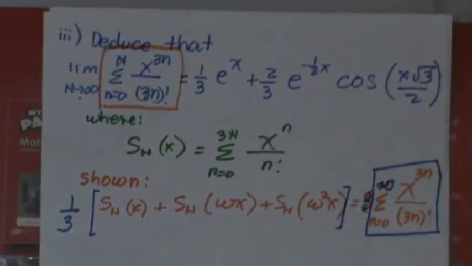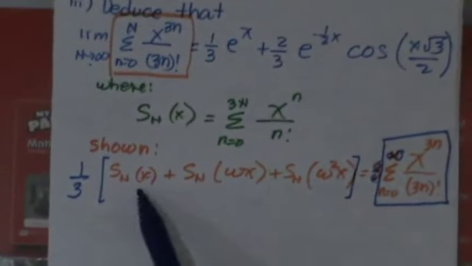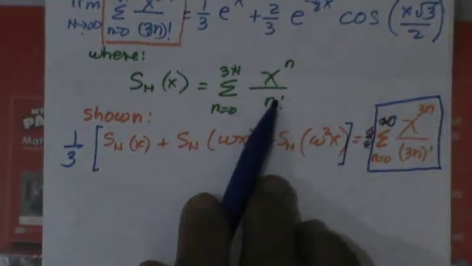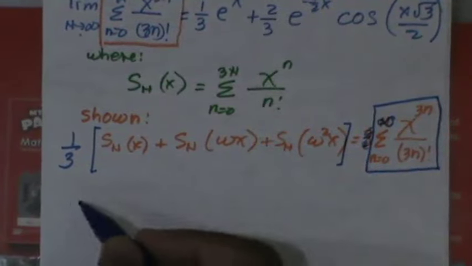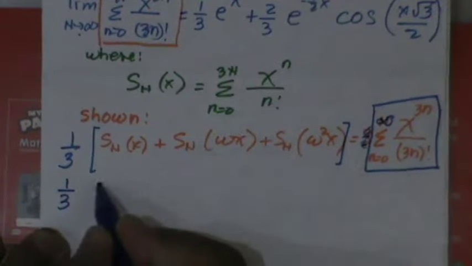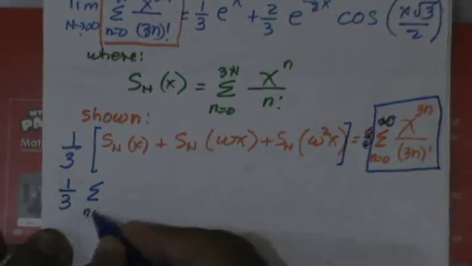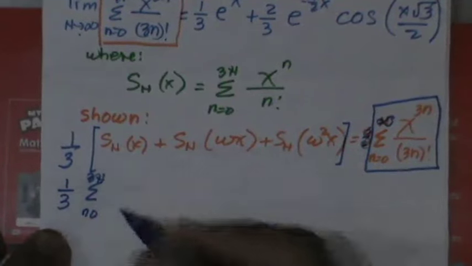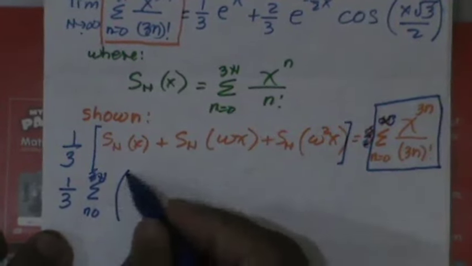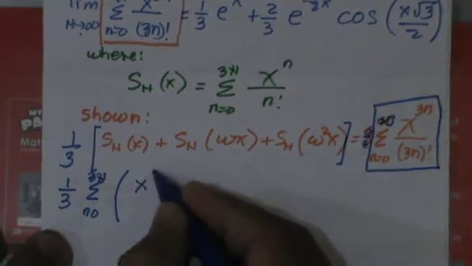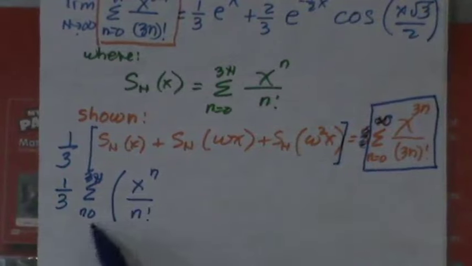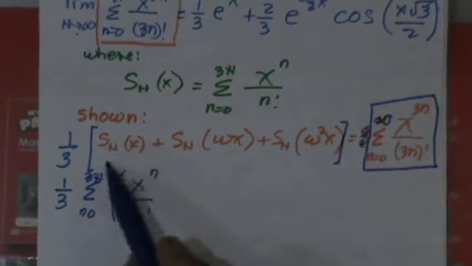Okay? Now, however, we know the definition of this. And what's the definition of that one? This one here. Okay? So we know that this is equal to 1/3 of the s of n of x. Let me just copy that. The sum from n equals 0 of 3n, I will just put a sigma outside, of x to the n over n factorial. Okay? So this portion is this one.